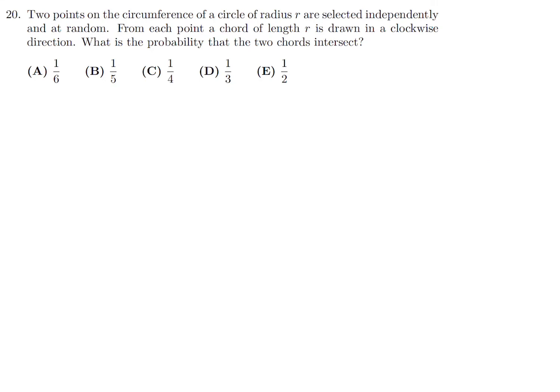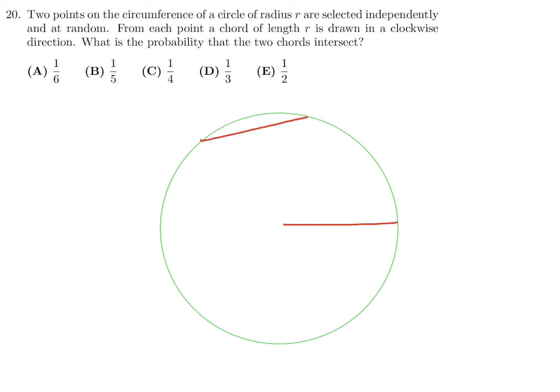2 points on the circumference of a circle of radius r are selected independently and at random. From each point a chord of length r is drawn in a clockwise direction. What is the probability that the two chords intersect? All right, let's talk about this. Draw a big circle here. So I've got my first point, and I draw a chord of length r. Now r is the radius, so the radius is approximately that distance, right?